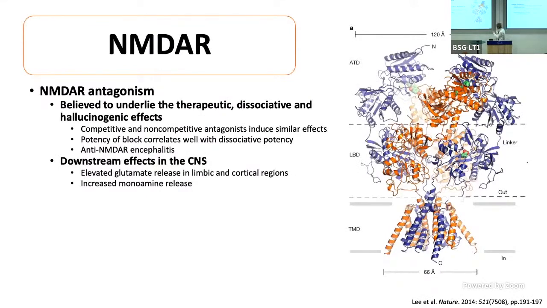So this is the NMDA receptor. I'll talk a little bit about that. It has this transmembrane domain that sits in the cell membrane. Then there's a ligand binding domain, which glutamate and glycine bind to, and then an amino terminal domain which some other interesting drugs are able to bind at. So NMDA has been hypothesized to underlie the major therapeutic, dissociative, and hallucinogenic effects of dissociative drugs.